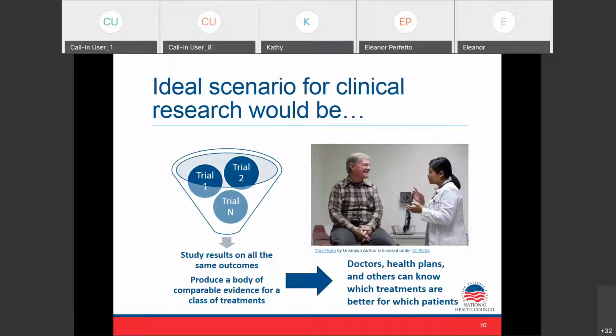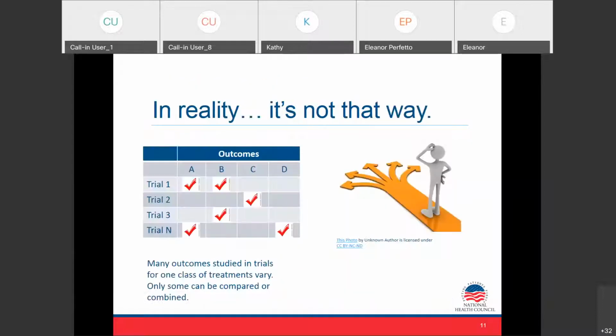But next slide, please. In the real world, it doesn't work that way. You have a lot of different outcome concepts that researchers want to explore, and a lot of different ways to measure the same concept that might not be easily aggregated. And so that leads to a lot of variability between clinical trials.